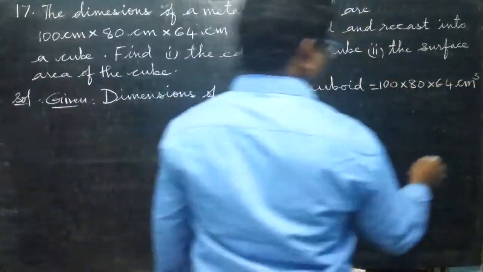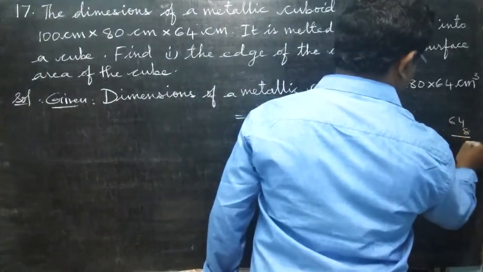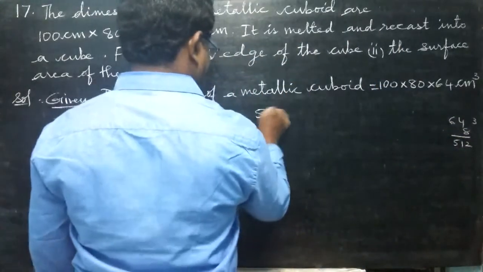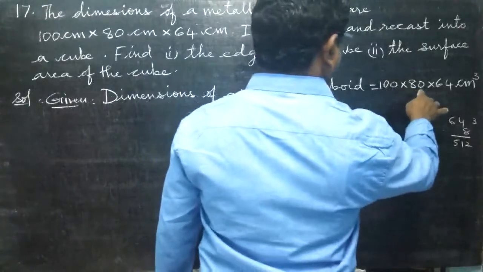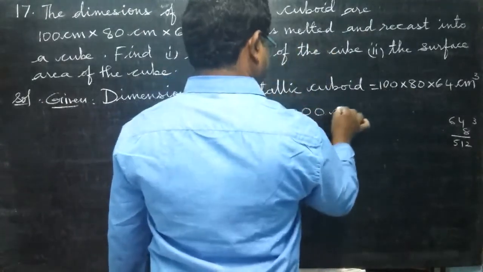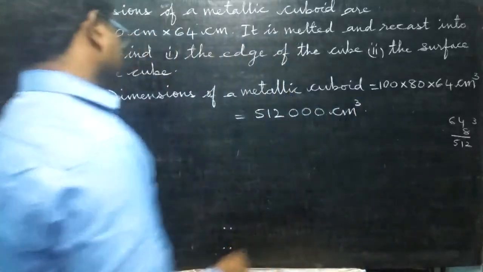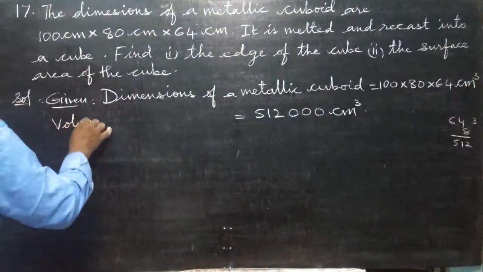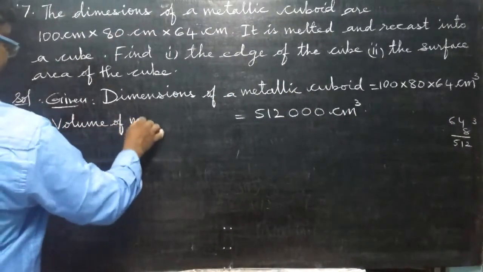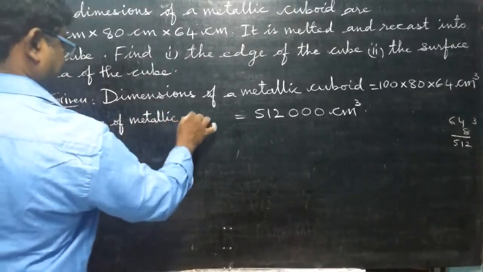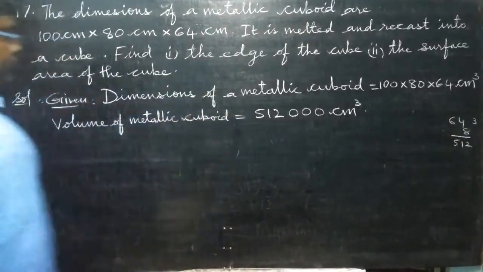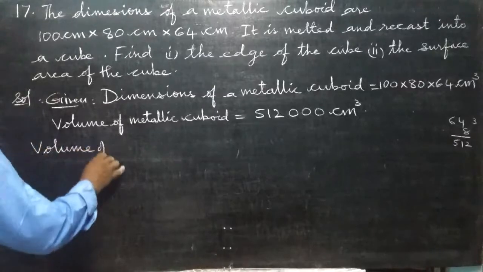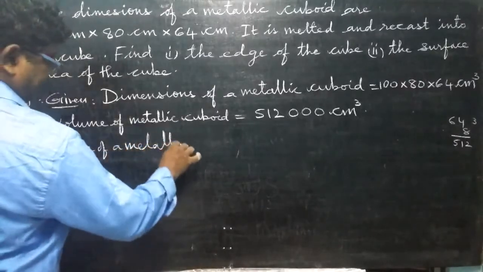Multiply. 64 8s are 32 3, 48 50. So 512 you write. 3 zeros are there, centimeter cube. Now this is what? Volume indirectly. Volume of the metallic cuboid. Indirectly they give, direct dimensions they give.